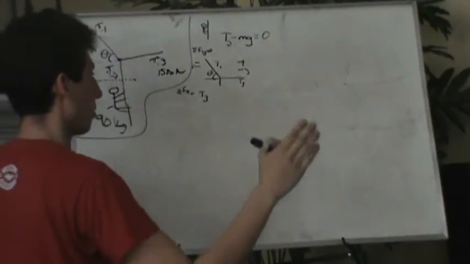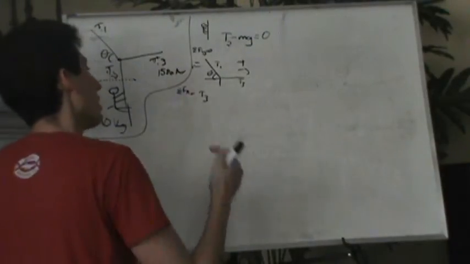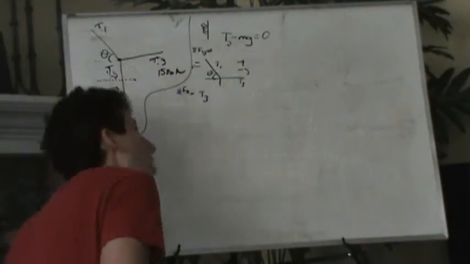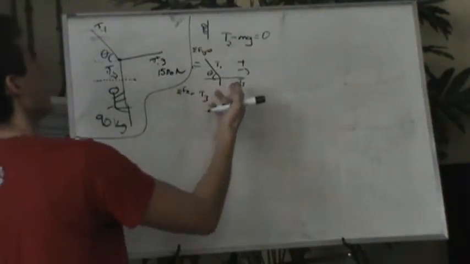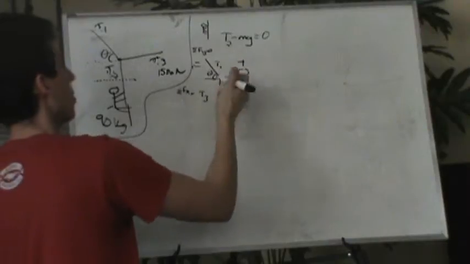So T3 is over there. I'm going to make it positive. Then on this side, I can't just say T1 because it's at an angle. So we have to ask, if it's going this way, how would I represent this with T1?